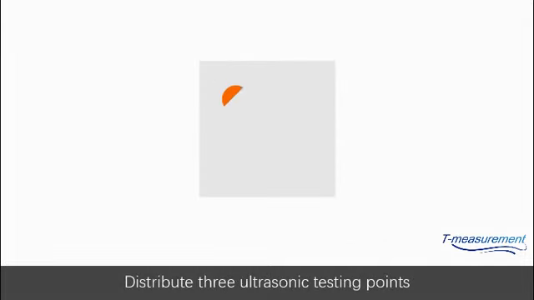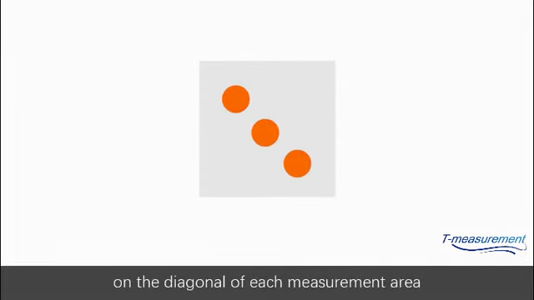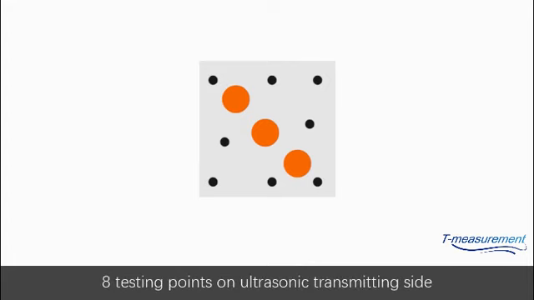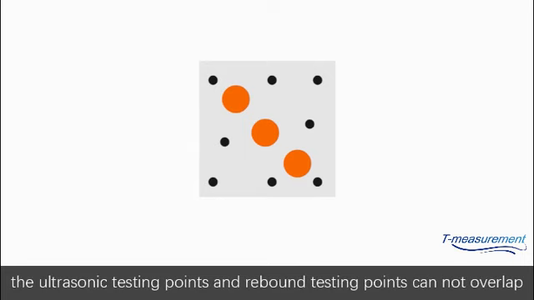Distribute 3 ultrasonic testing points on the diagonal of each measurement area. Evenly arrange 16 rebound testing points on each measurement area, 8 testing points on the ultrasonic transmitting side, and 8 testing points on the ultrasonic receiving side. The ultrasonic testing points and rebound testing points cannot overlap.